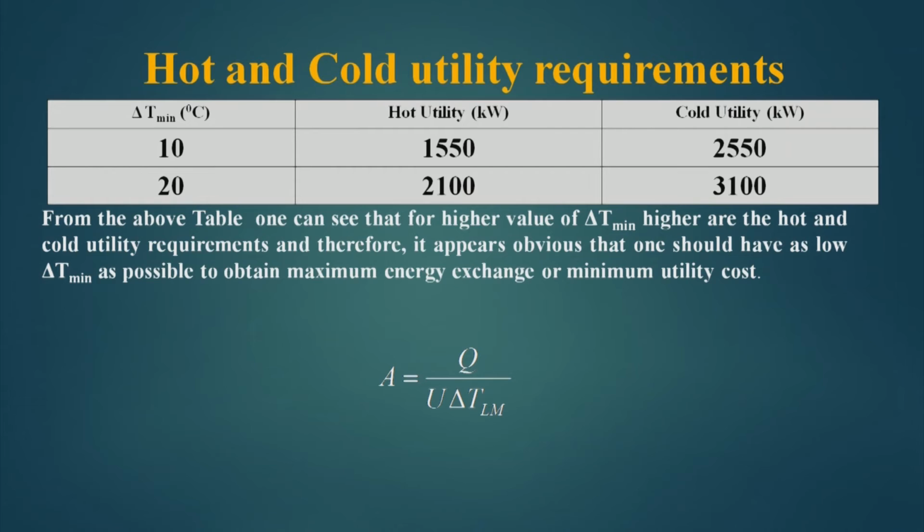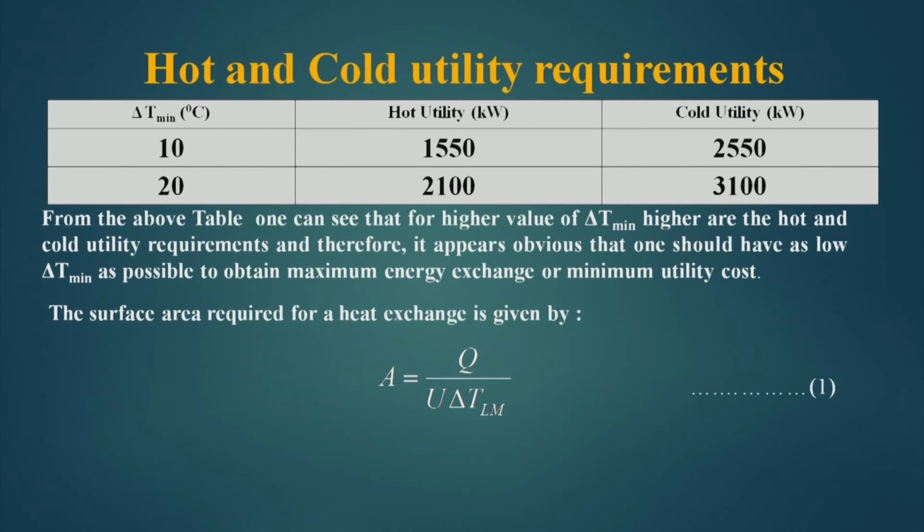From the above table, one can see that the higher the value of delta T minimum, the higher are the hot and cold utility requirements, and therefore, it appears obvious that one should have as low a delta T minimum as possible to obtain maximum energy recovery or minimum utility cost. So, if we want minimum utility cost, I have to keep the delta T minimum as low as possible. However, there is another side of it also.